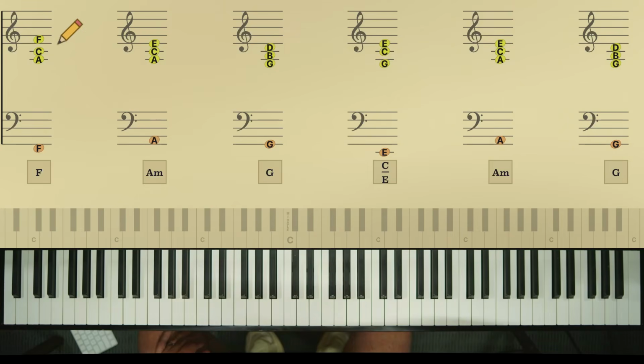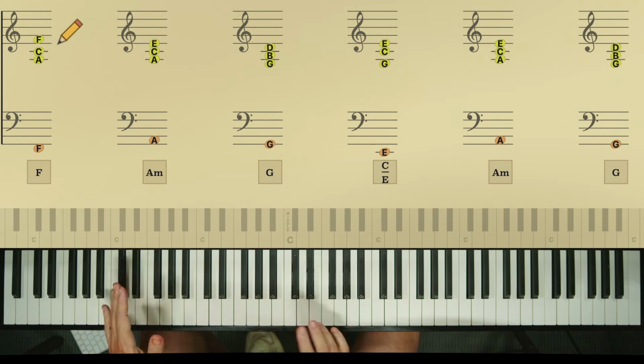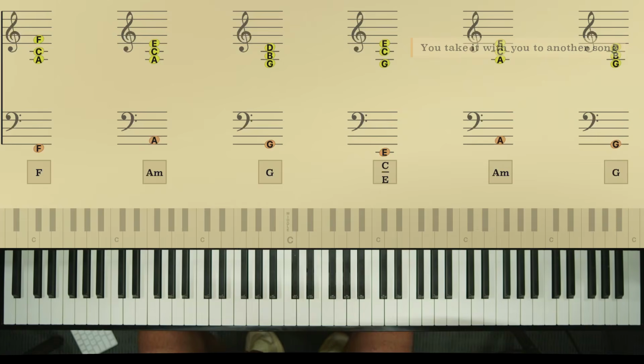So if we practice F chord to A minor, go back over and over till that's just an easy thing for you. You get that change down and you practice the change, not the chord, but the change from one chord to the next. Then you'll never have any trouble again going from that one to the next one. And you take it with you to another song that has F and A minor, which a ton of them do, with similar type changes.